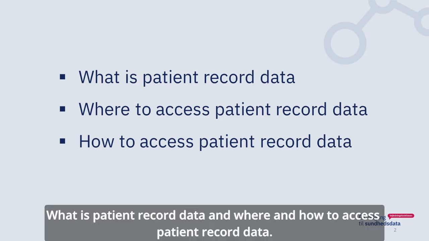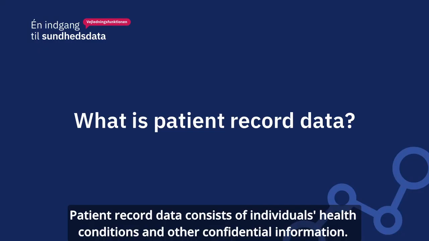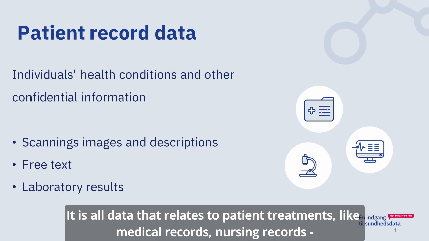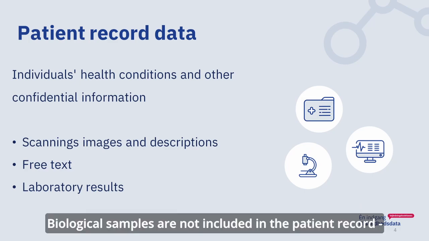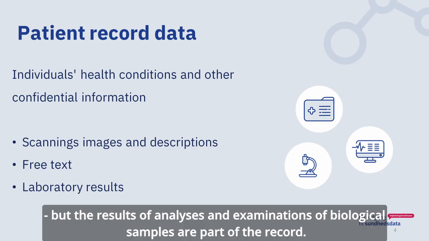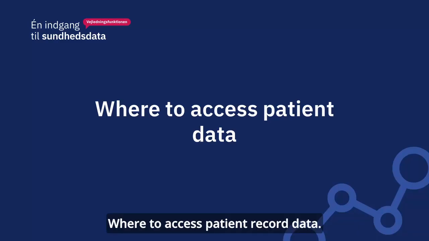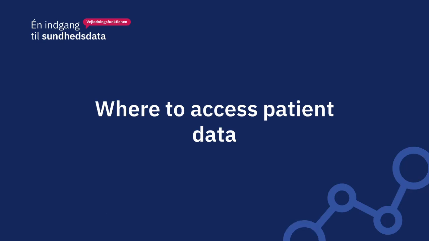What is patient record data and where and how to access patient record data? Patient record data consists of individuals' health conditions and other confidential information. It is all data that relates to patient treatments like medical records, nursing records, registration forms, X-rays, and discharge summaries. Biological samples are not included in the patient record, but the results of analyses and examinations of biological samples are part of the record.